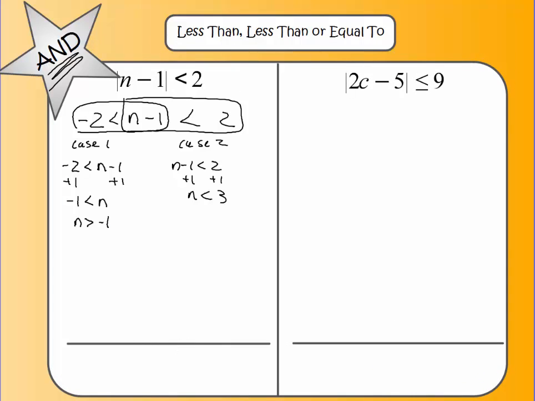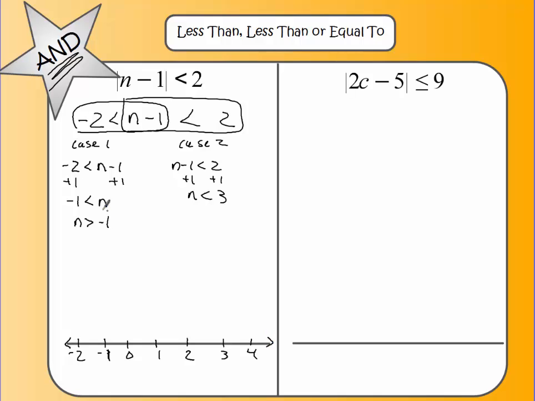Let's take a look at the number line here. Let's find 3, and let's find -1 somewhere down here. So 0, 1, 2, 4 would be over here. -2 would be over here. I'd have arrows on the ends.